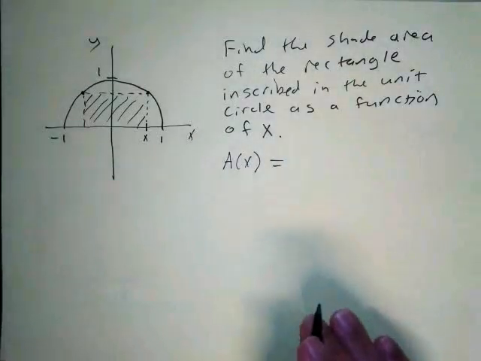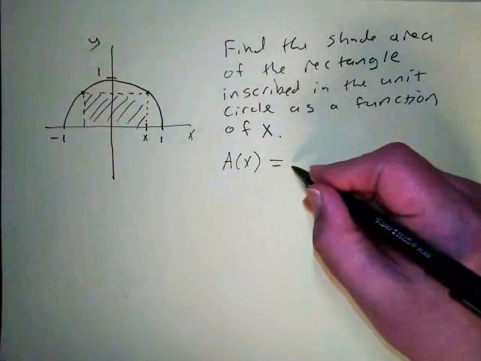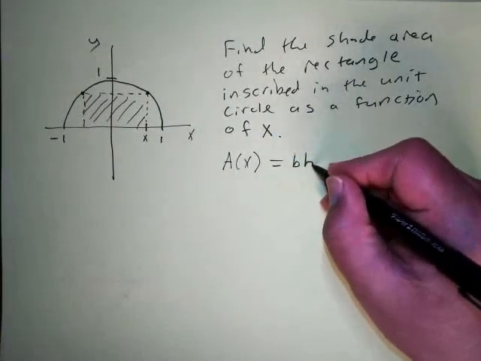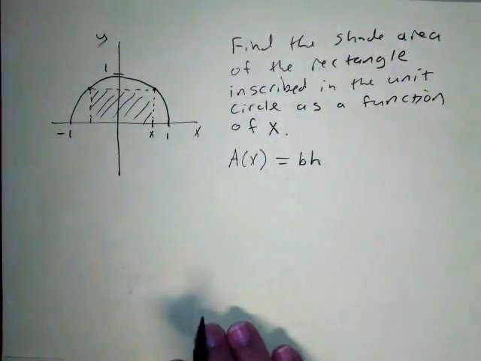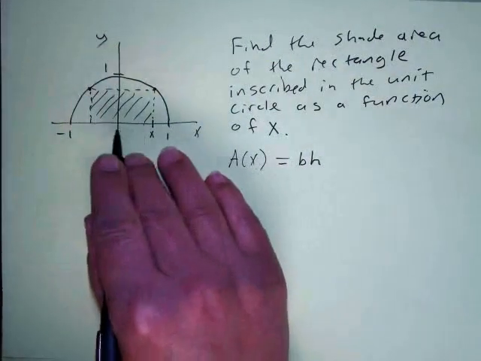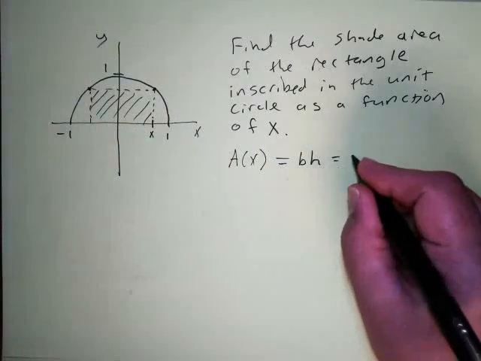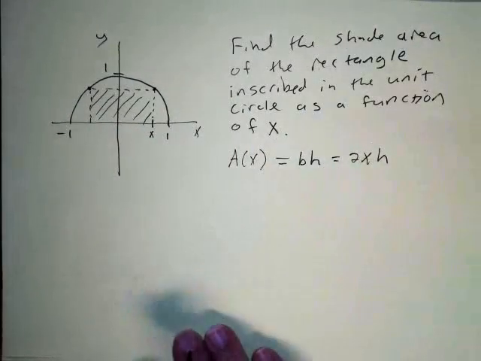Well, let me just notice here that the area of any rectangle is just the base times the height. You can write it like that. The base here times the height, right? Well, the base here is actually easy. The base of my rectangle is just 2x. 2x times the height.